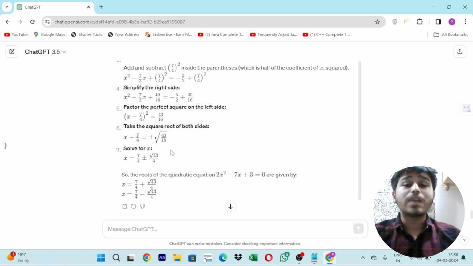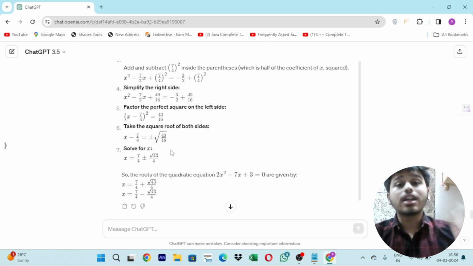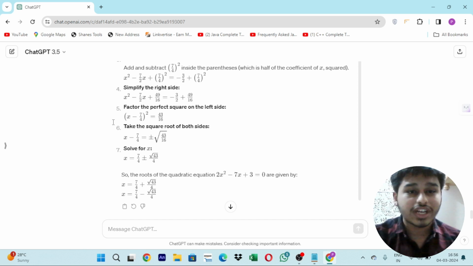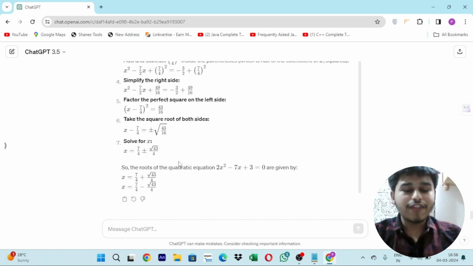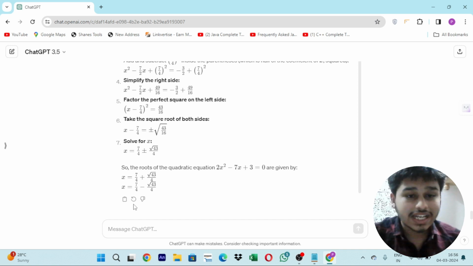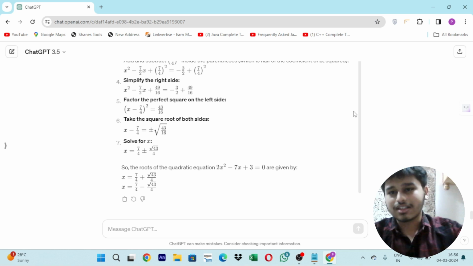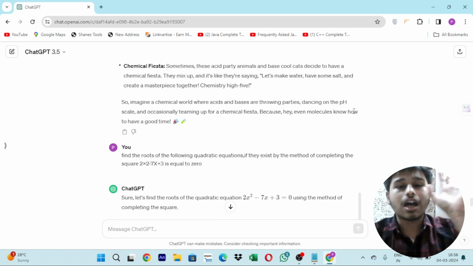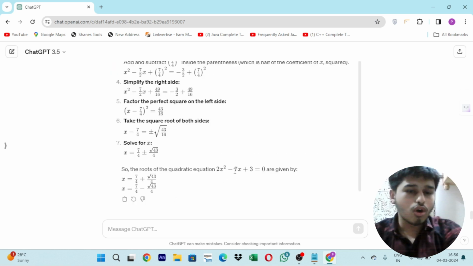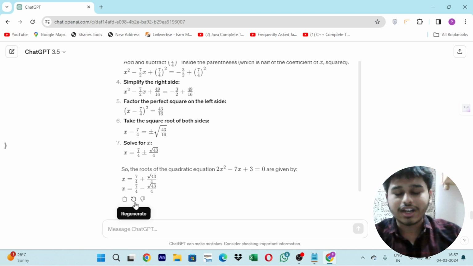ChatGPT is explaining each and every step with explanation and with equations. You can see the equations are also there over here. And if you don't like this answer, you can regenerate it by clicking over here. I like this answer, it is totally amazing, I will say. I don't want to regenerate it, but if you want to, you can just click on regenerate and ChatGPT will regenerate it for you.